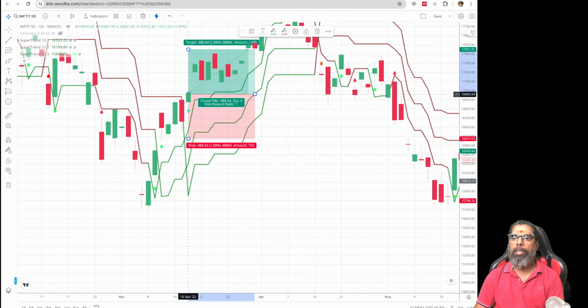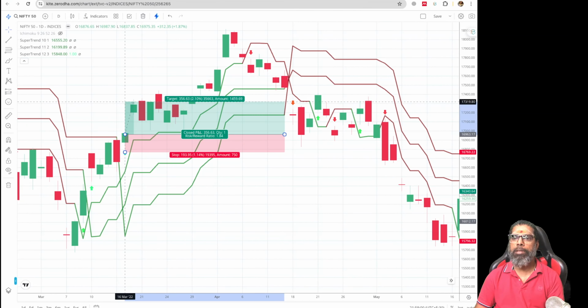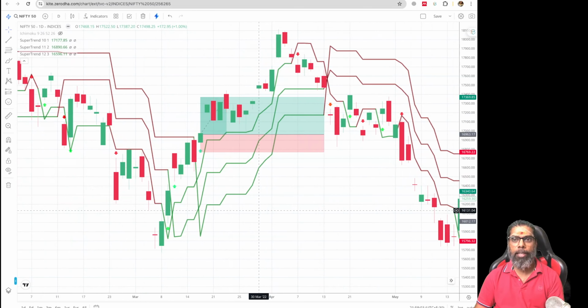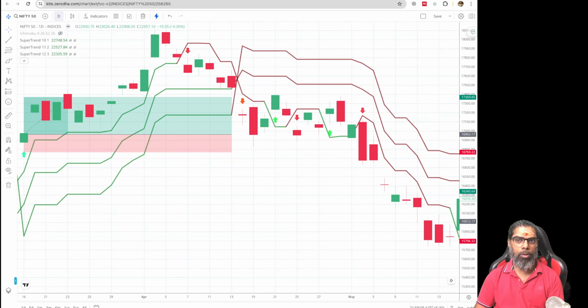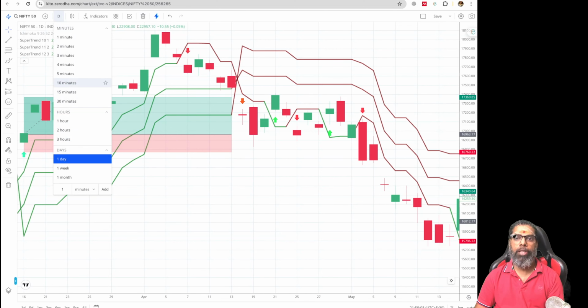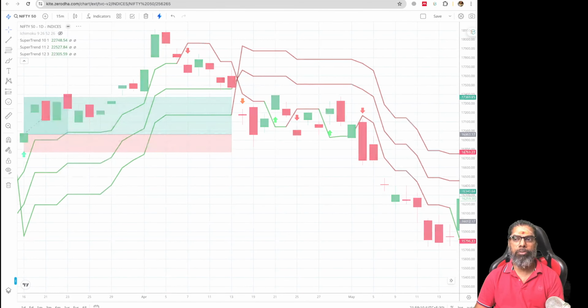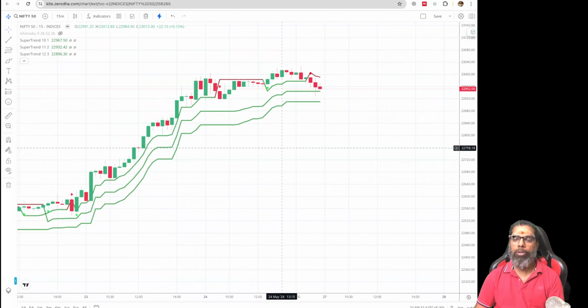Okay, so let's see this one. Long position. You entered here. Okay. This is a successful trade. So likewise you can find. But if you are an intraday trader, don't go with the 1 day chart. You go with 15 minutes or 1 hour. Let's go with the 15 minutes chart. So let's look at the 15 minutes chart here.